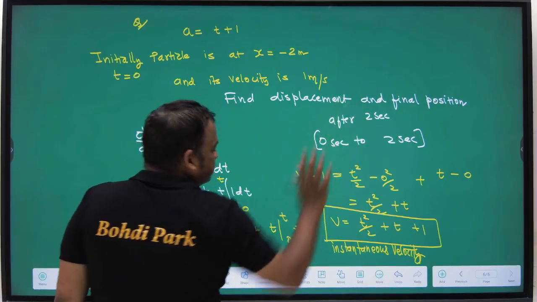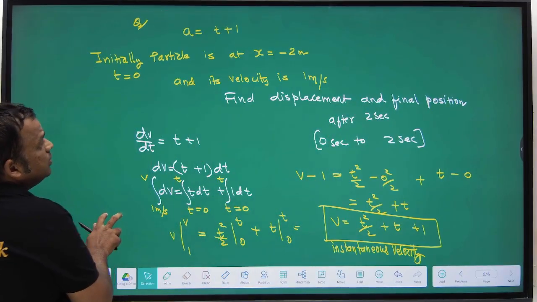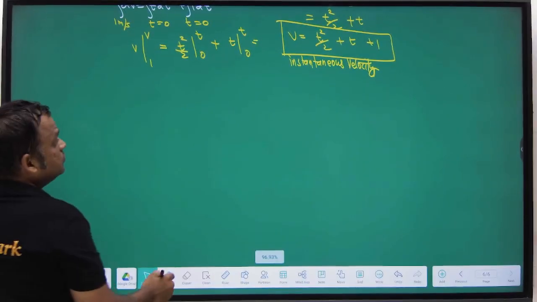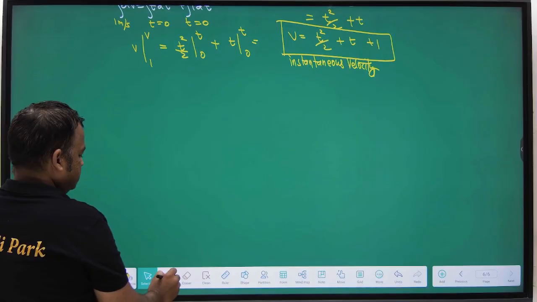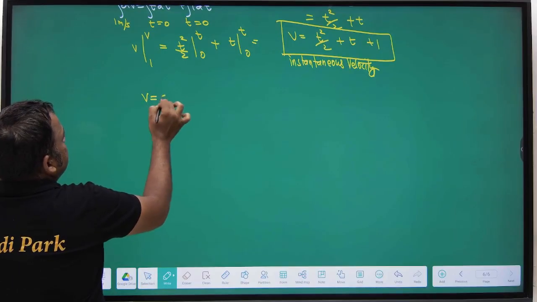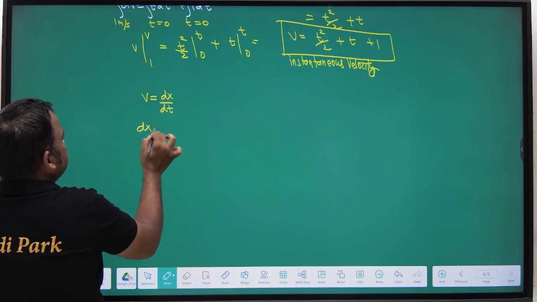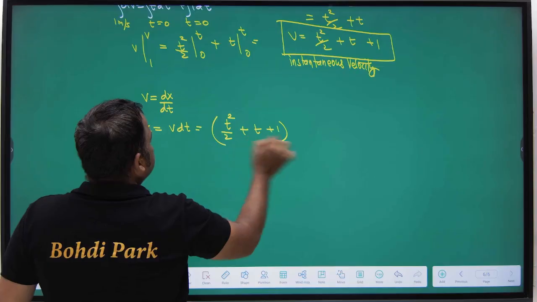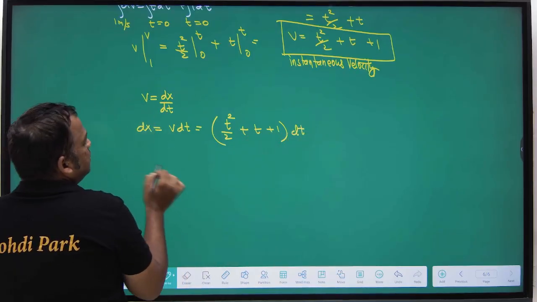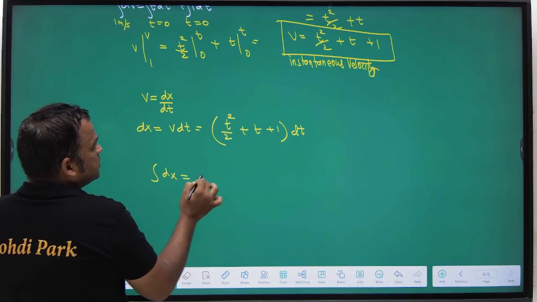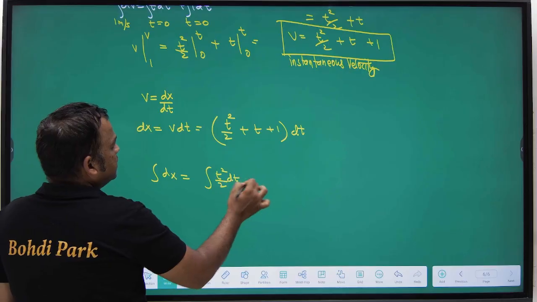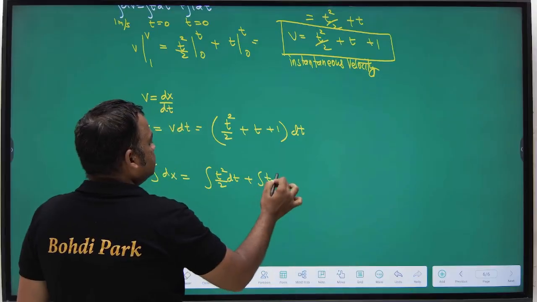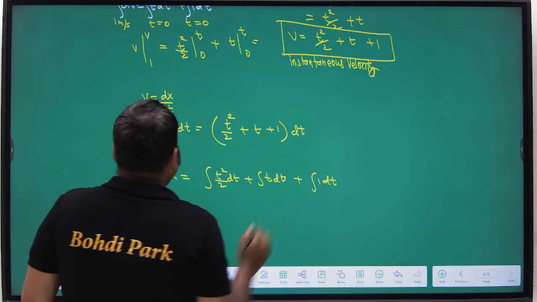Find displacement and final position after 2 seconds. So we will write v is equal to dx by dt. So we have dx is equal to v dt, which is t square by 2 plus t plus 1 dt. So now we will integrate on both sides. So integration of dx is equal to integration of t square by 2 dt plus integration of t dt plus integration of 1 dt.